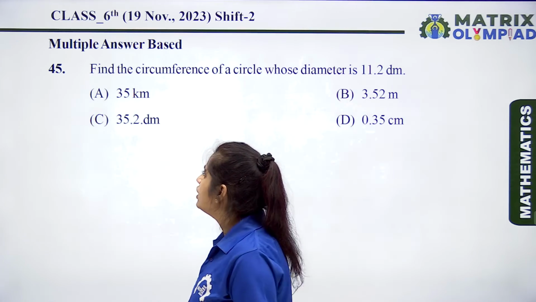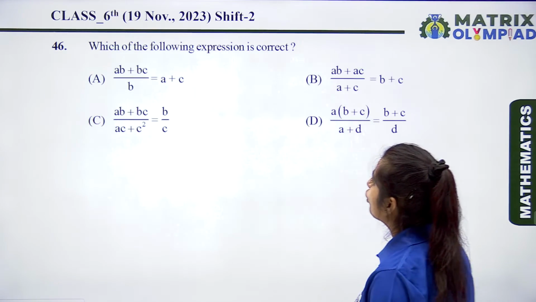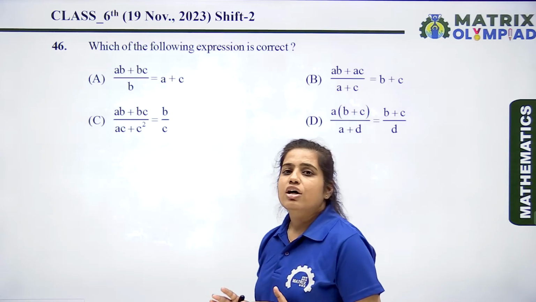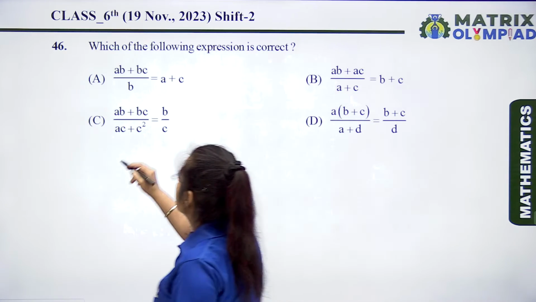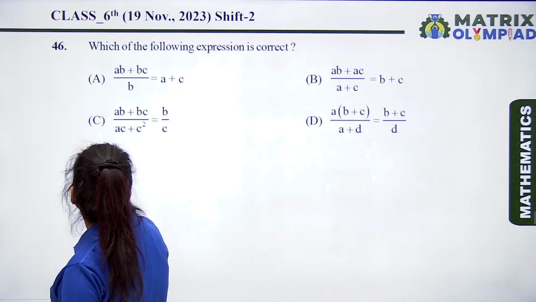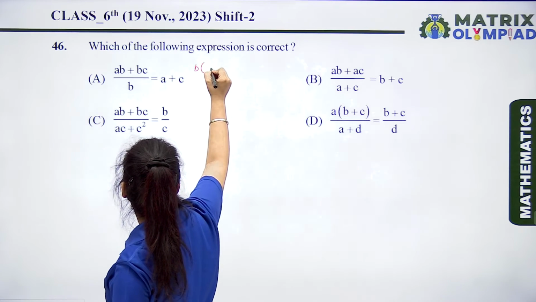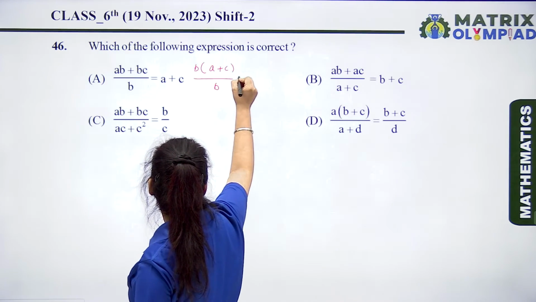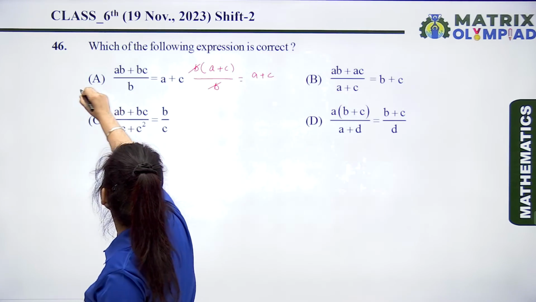Now let's move on to the next one. The next question is question number 46. Which of the following expressions is correct? So here we have to find out which of the following expressions are correct. So here let's check the RHS and LHS value. Here in the first one we have B common, A plus C on B equal to A plus C. So after cancelling out we get A plus C equal to A plus C.